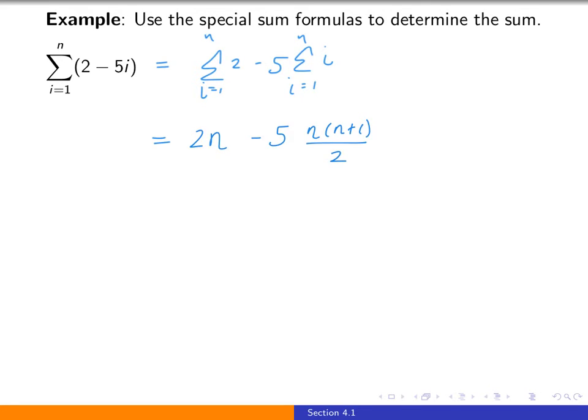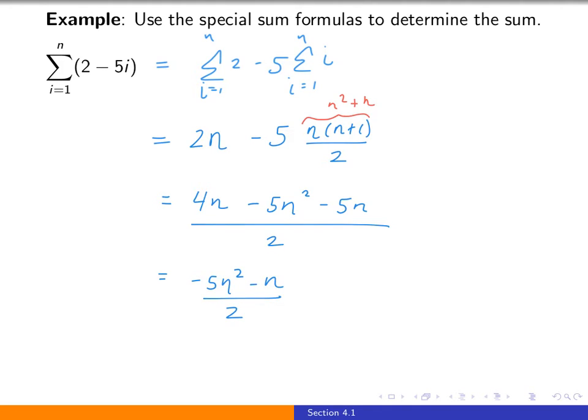And now all we need to do is just simplify. So we notice in the second term we have a fraction with denominator 2, so we can write the first term as 4n over 2. And what we have from the numerator of the second term is, if you think n times n plus 1, that would be n squared plus n. So the minus 5n squared minus 5n. And that leaves us with minus 5n squared minus n all over 2.